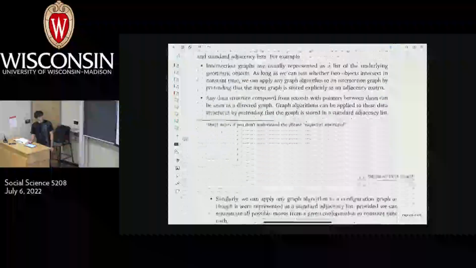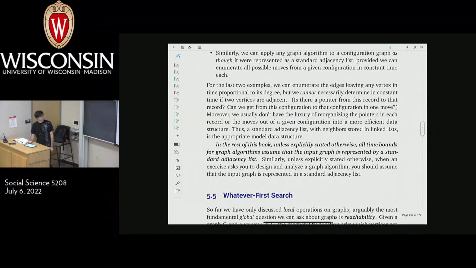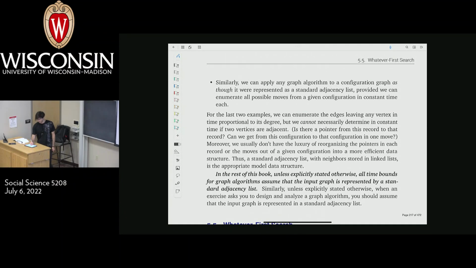So yep, those are basically all the data structures. So any questions about that? This is the main thing.